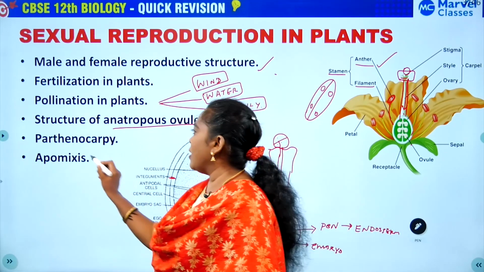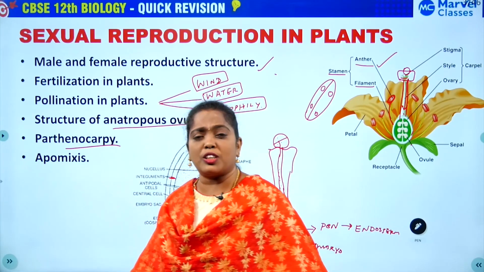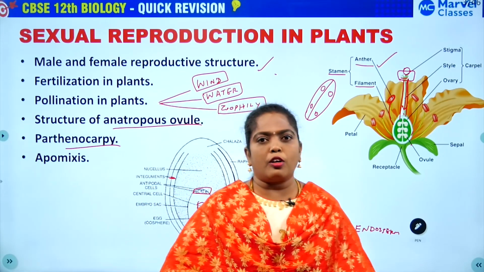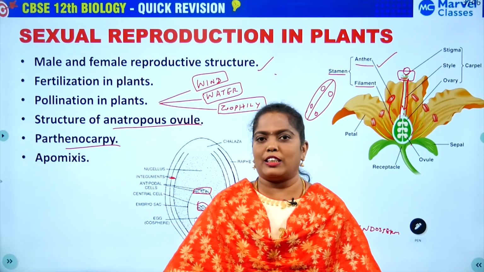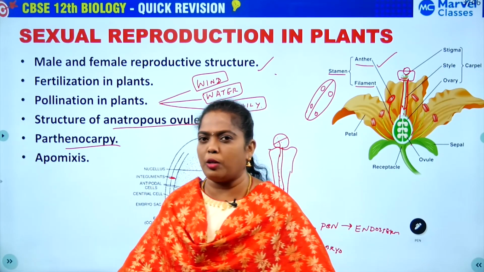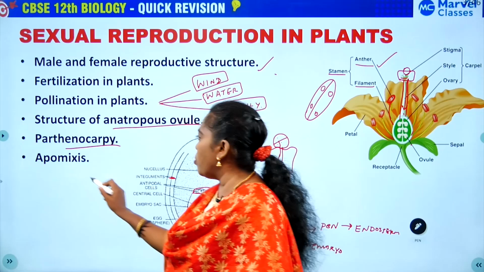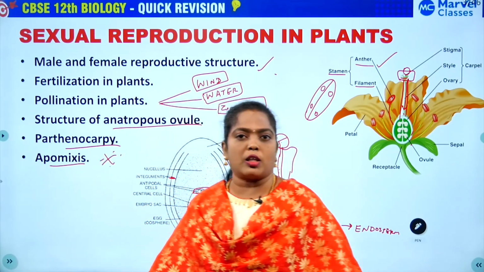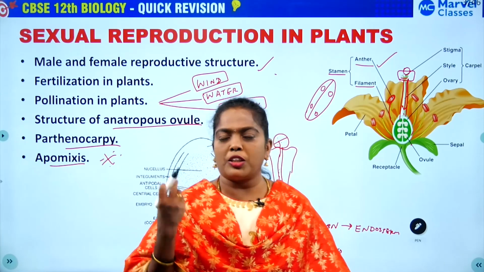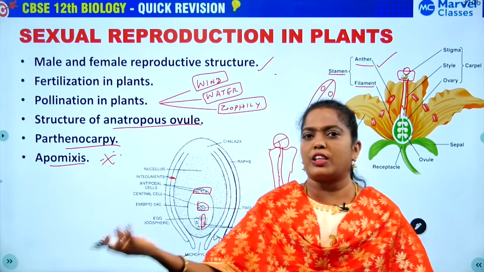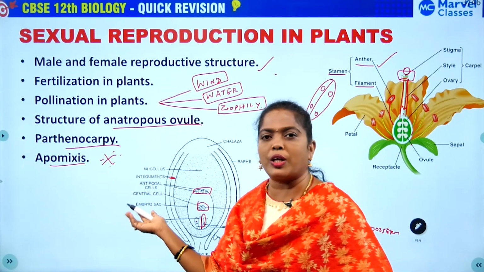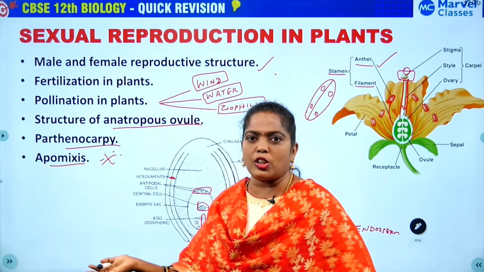Then the next important question is parthenocarpy. What is parthenocarpy? Development of fruit without fertilization. In 1 mark you can expect this type of question. And what is apomixis? They will definitely ask this question in 2 marks or 3 marks. Apomixis is the formation or the development of seed without fertilization. And you can even say the advantages of apomixis.